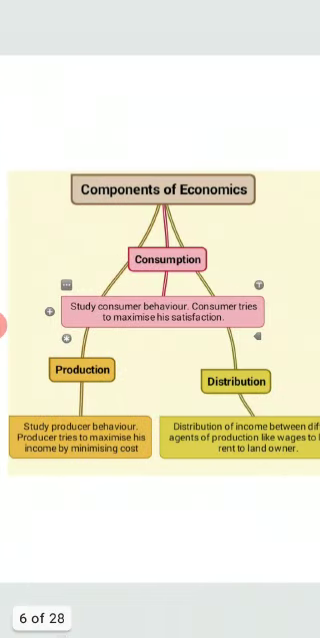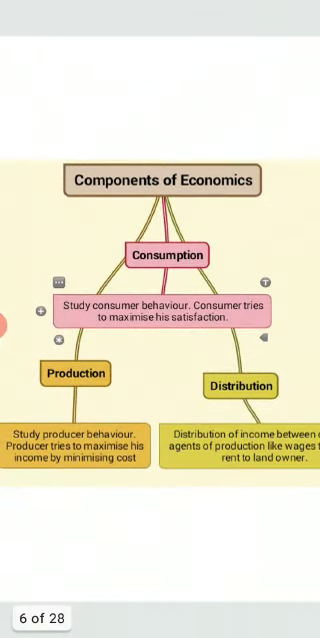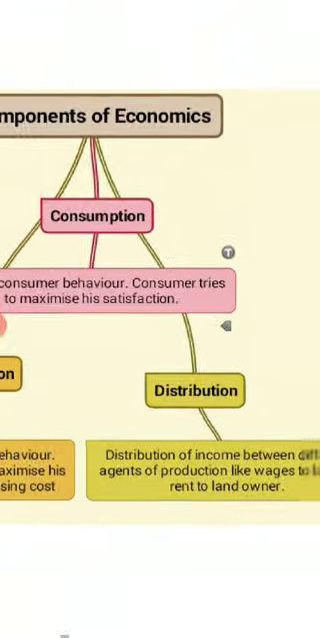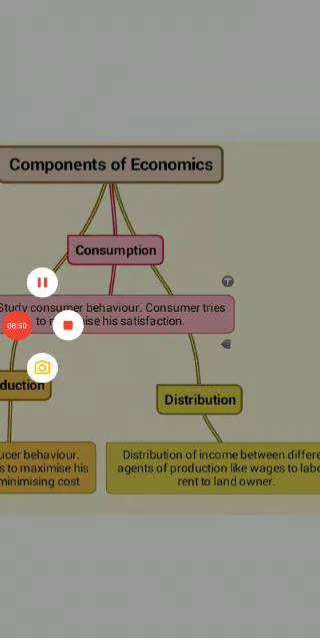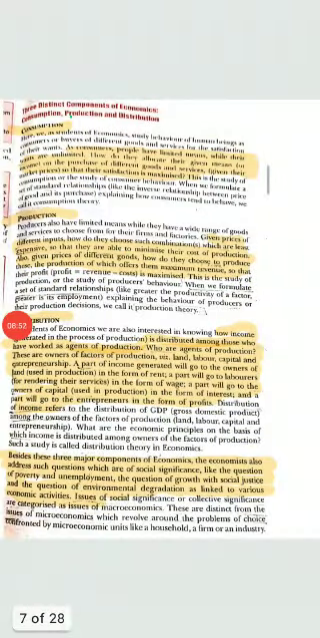Now next we will start with the topic components of economics. There are three components of economics. One is consumption, which is related with consumer behavior. The consumer tries to maximize his satisfaction. Second is production, which is related with producer behavior. The producer always tries to maximize his profit. Third is distribution, the distribution of income between different agents of production like land, labor and capital. Now let's discuss all these three components in detail.